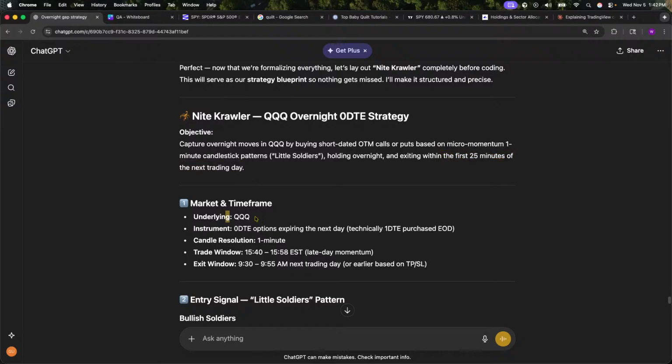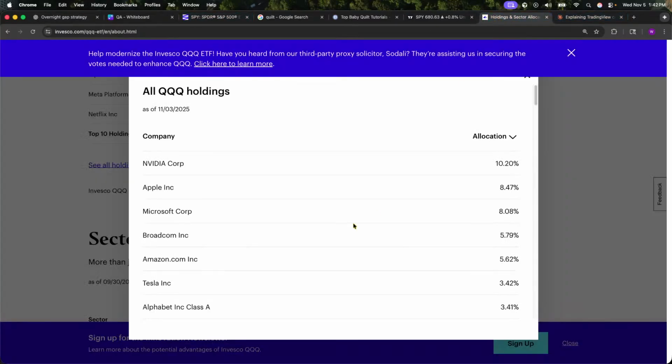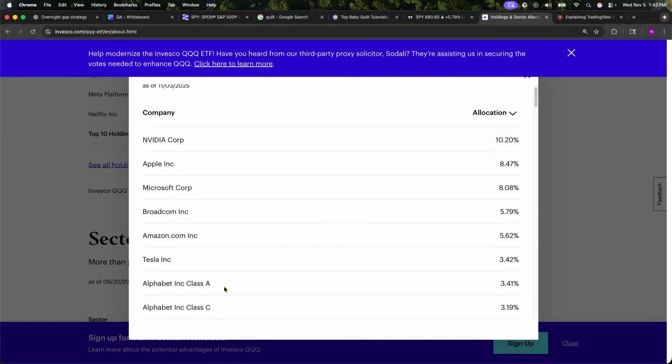And again, what we're using is QQQ. QQQ is the top 100 non-bank companies within the NASDAQ. And here's some of the holdings within QQQ. You're going to have NVIDIA, Apple, Microsoft, Broadcom, Amazon, Tesla.